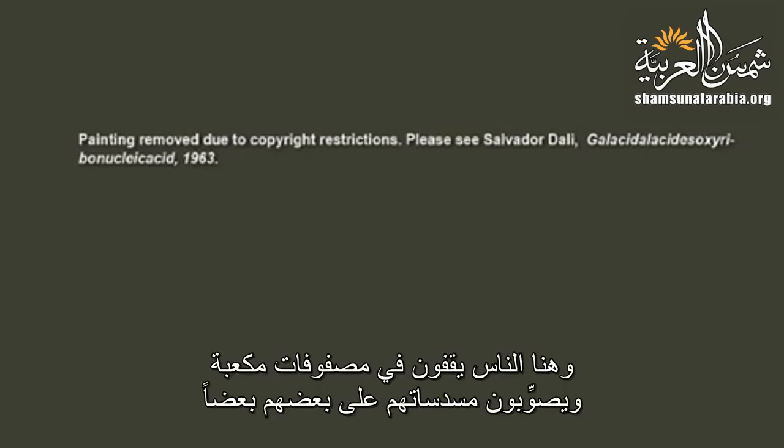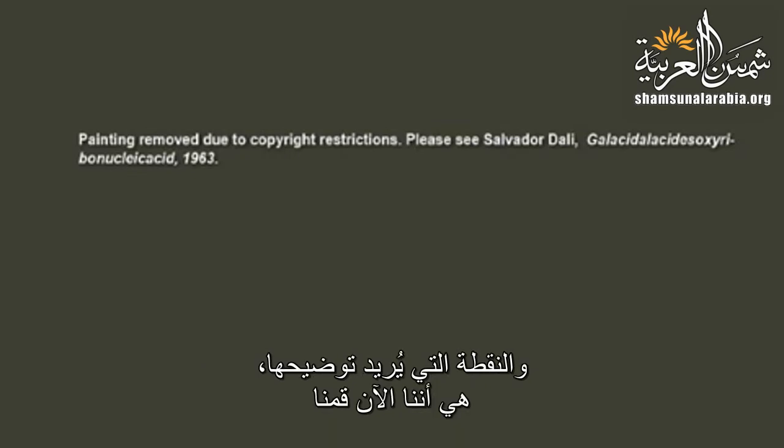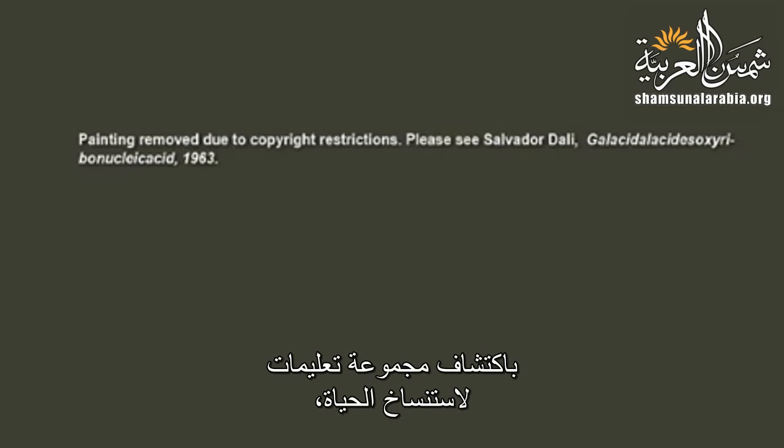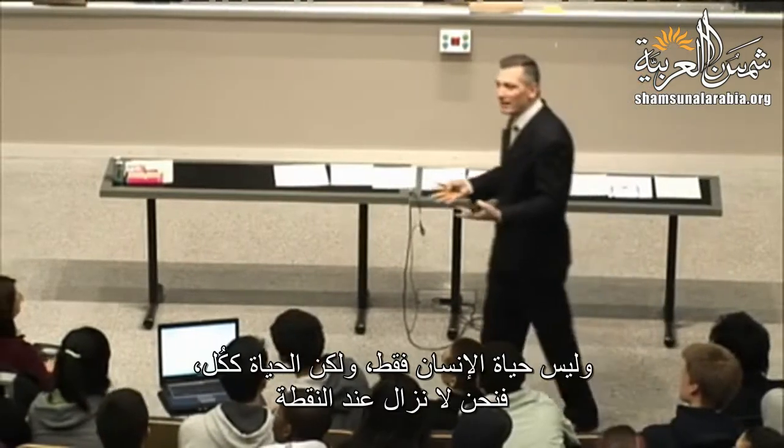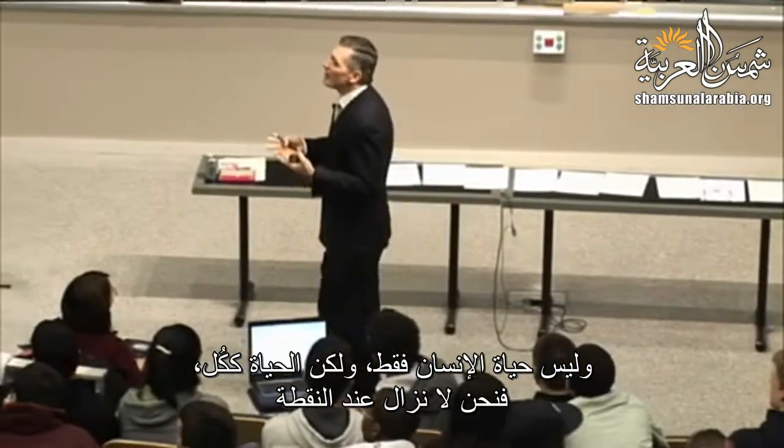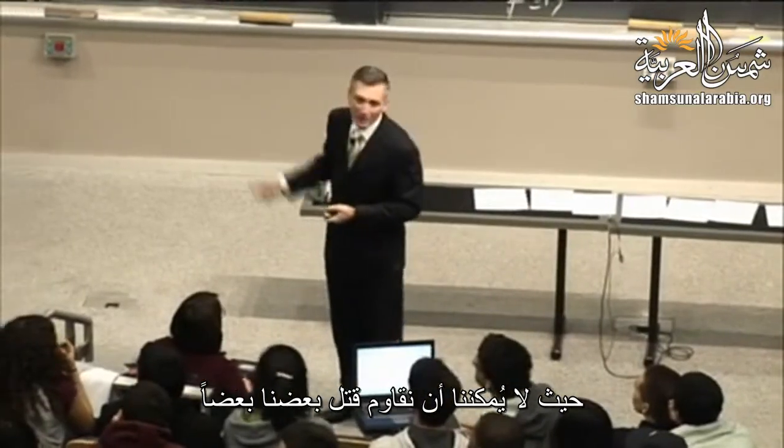What else do we have here? Oh, this is the one he painted on the occasion of the revelation of the structure of DNA. It's hard to see, but over here is the double helix of DNA. This is his wife, Gala. And here are people standing in cubic arrays with guns pointing at each other. And the point that he's making is that now that we've discovered the instruction set for reproduction of life, not just human life, but life, we are still at a point where we can't resist killing each other.